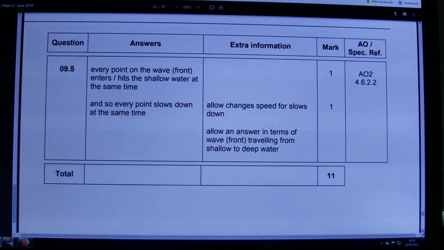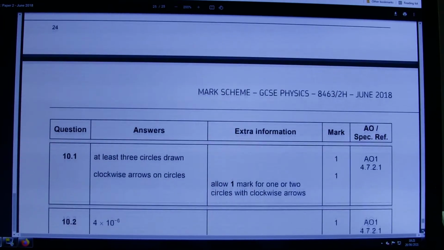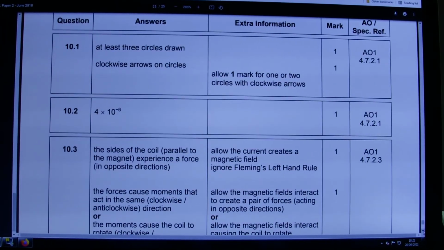Allow change of speed for slows down. Allow an answer in terms of wavefront travelling from shallow to deep water. Alright, it's travelling from deep to shallow, but it's allowed if it's describing travelling from shallow to deep. Because, yeah, it doesn't matter whether you go backwards or forwards through time, physics applies the same.